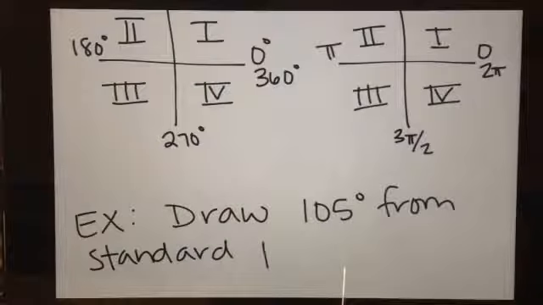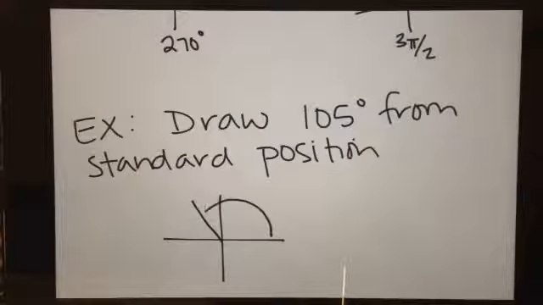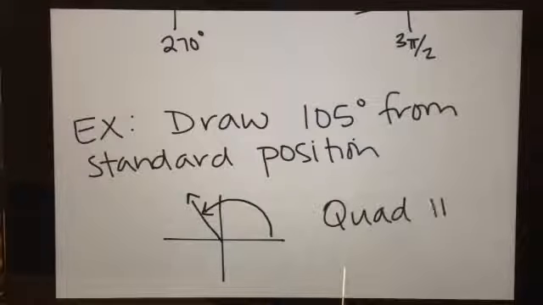So standard position is what I just drew for you. From here to here would be 90 degrees. We want to go a little bit further than that to get 105, about 15 degrees more. And so from standard position, that would be 105 degrees right there. So that's how we draw the picture. If they wanted to know what quadrant that was in, I would say that that answer is in quadrant 2. Again, using Roman numerals there.